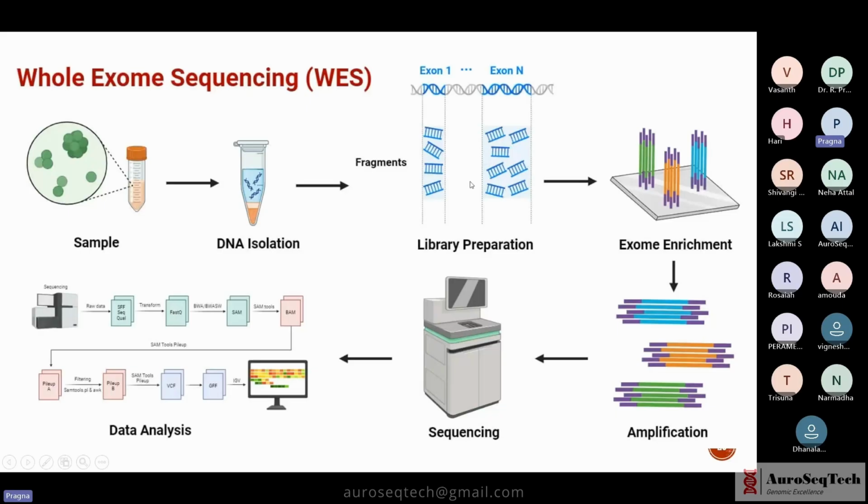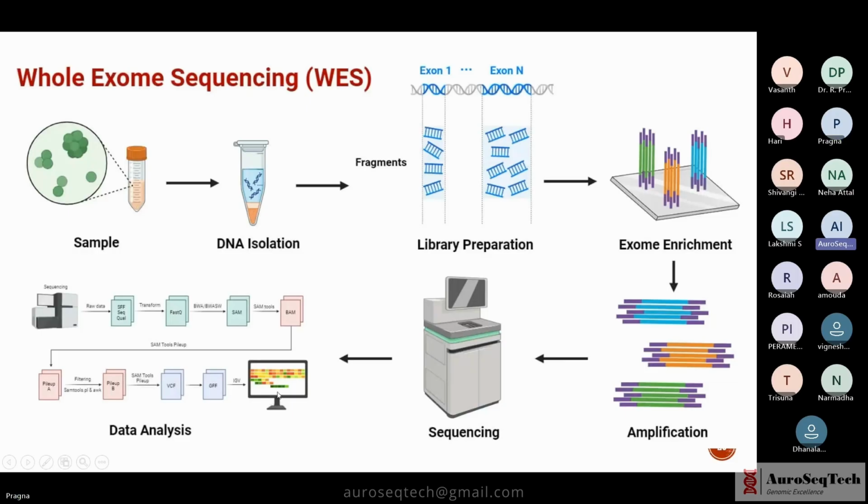For that, the companies provide specific kits, for example, Twist. You can note down this Twist capturing kit and the Roche capturing kit. They come as the Twist comprehensive kit, and similarly Roche also. So you get the kit, use it, and enrich only the exonic region, or exome, of the genome. That is amplified, and only the exome is sequenced. And this is data analysis. I will explain this in detail.